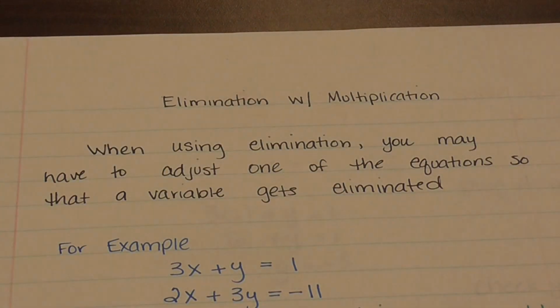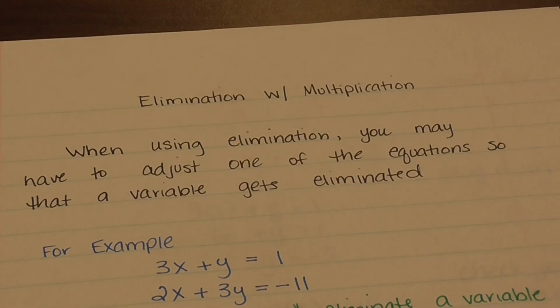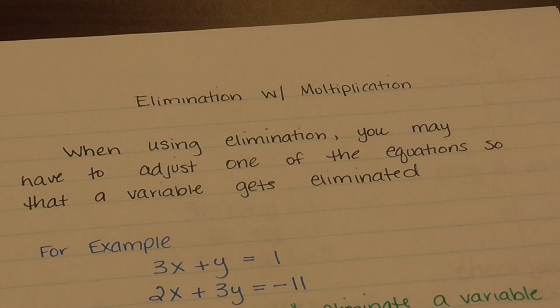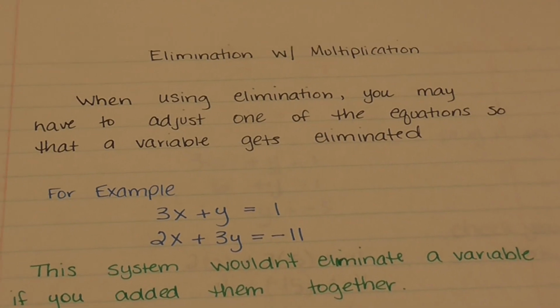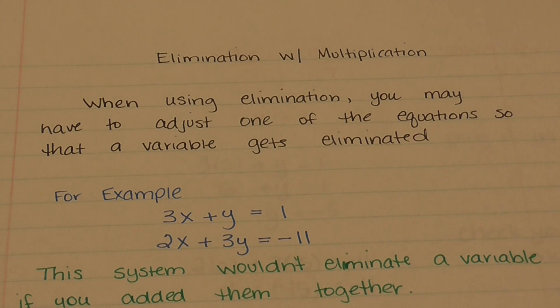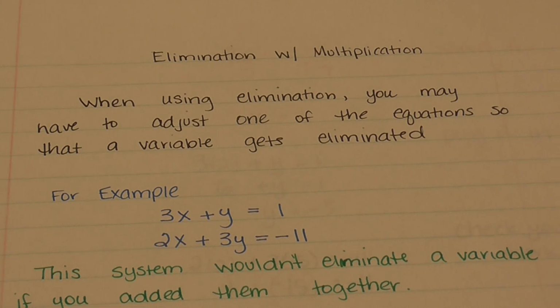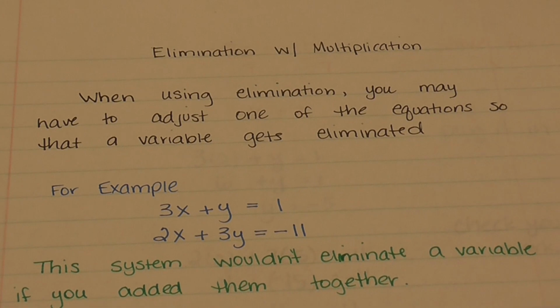So we've already seen one video on elimination, but sometimes it's not really as easy as those particular examples. When you're using elimination, you may have to adjust one of the equations so that a variable gets eliminated. For example, if I have 3x plus y equals 1 and 2x plus 3y equals negative 11, this system wouldn't eliminate a variable by just adding them together.